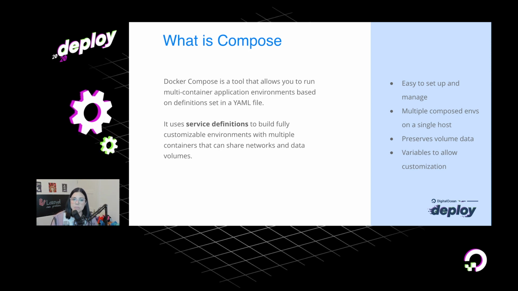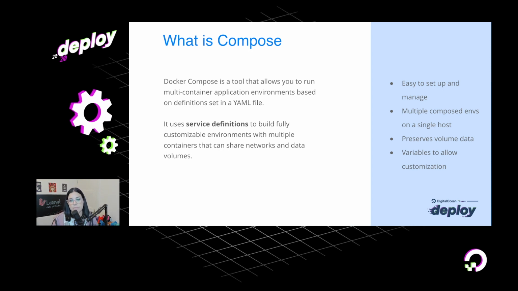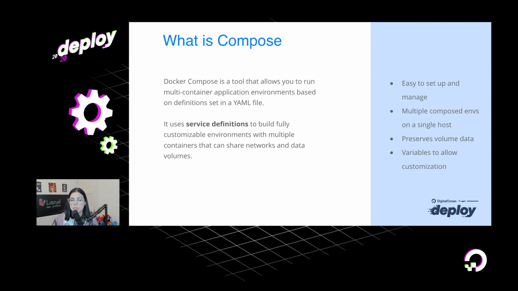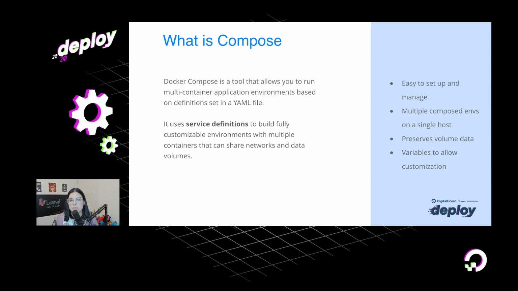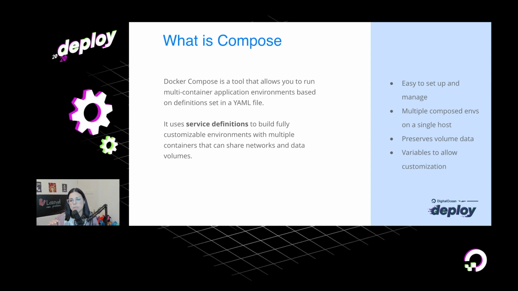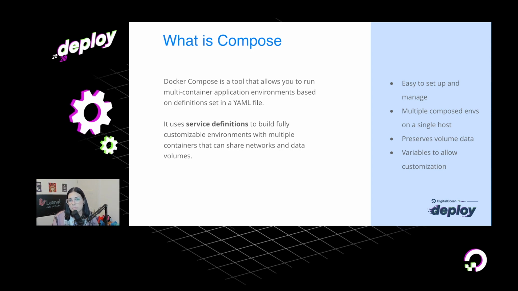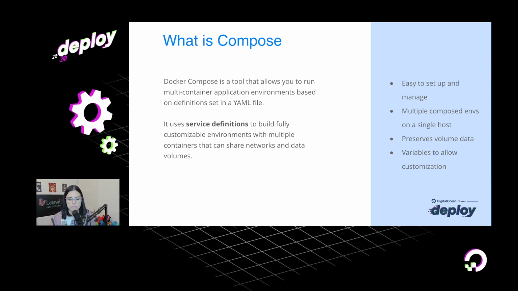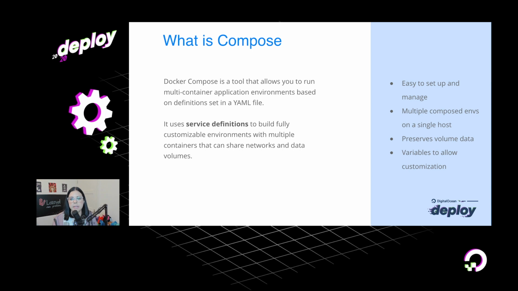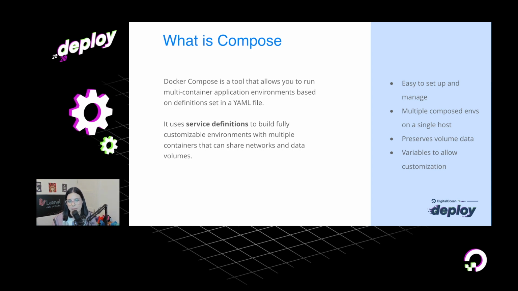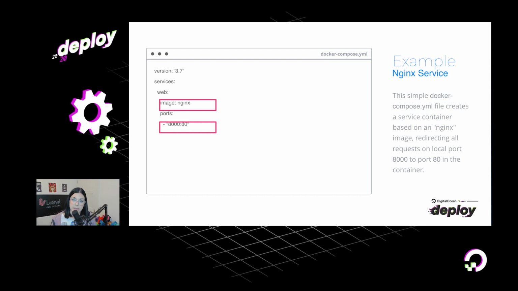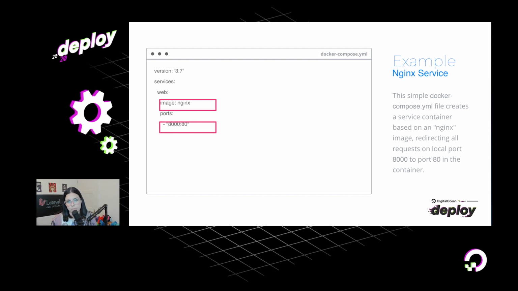Also, it allows you to customize a lot of things using variables. You can also inject variables to build custom images with a Dockerfile. You can also use environment variables to set up things. So it's very extendable and customizable. This is an example of a basic Docker compose.yml file, and this is going to set up an Nginx container, a service running Nginx.